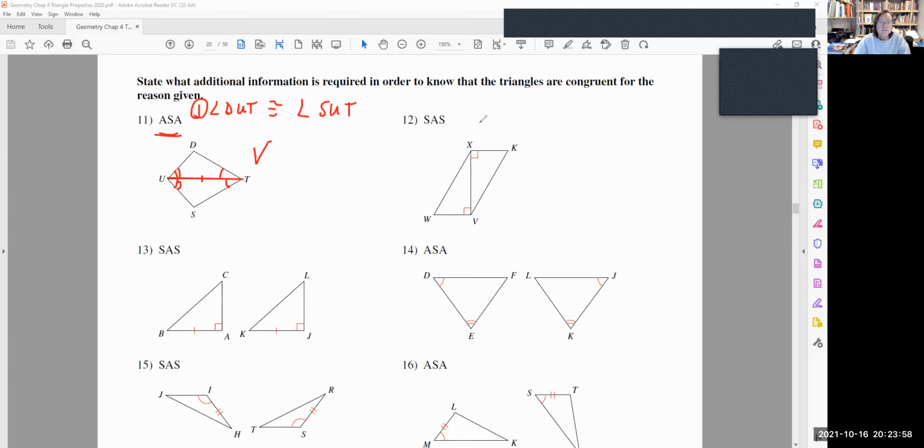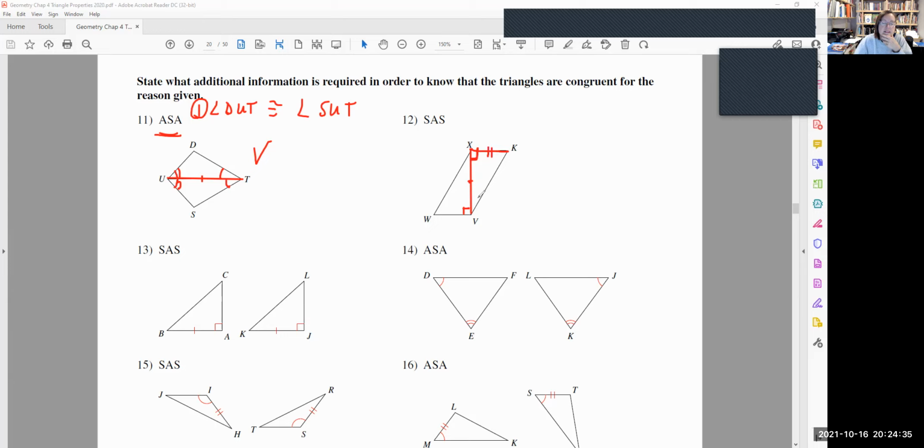All right, number 12. Okay, again, I have a right angle, right? Both triangles are right triangles. And again, they share one side. So I already know that I have this. So what other additional information could I be given that would tell me that these two triangles are congruent? So they want a side angle side, which means I need a side. Here I have a side, rather. I've got an angle. So the side they're looking for is right here.